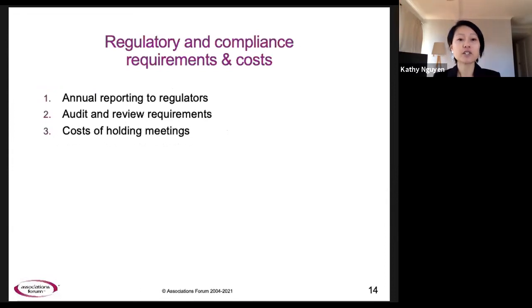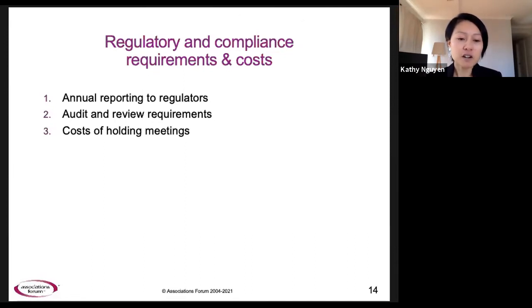Okay, so in terms of regulatory and compliance requirements, there will be annual reporting to regulators generally, as well as audit and review requirements of your financial reports. And then there will be costs of holding meetings. So what I mean by that is there will be costs associated with holding board meetings, for example. Although with COVID, what we've seen is everyone's doing Zoom meetings. So the travel costs are minimised, and accommodation, etc.